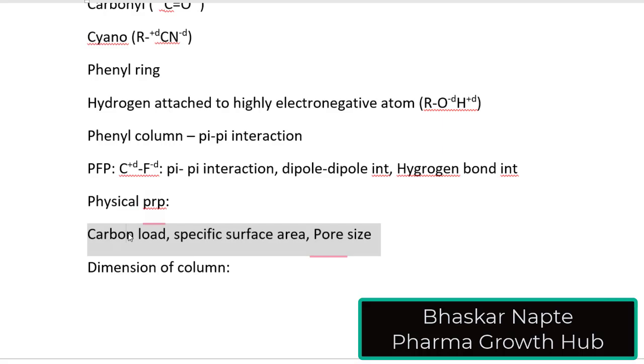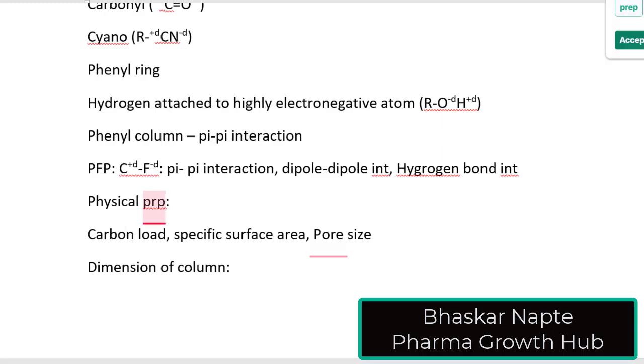So, what is the relation of the carbon load with the retention? It's very simple, right? The higher the carbon load, the higher the retention time. Similarly, the specific surface area also has a very important role, and that role is what? The higher the specific surface area, the more space available for the interaction. And if there is more space available for the interaction, certainly the analyte is going to be retained for a longer time. So the retention will be more with more surface area.